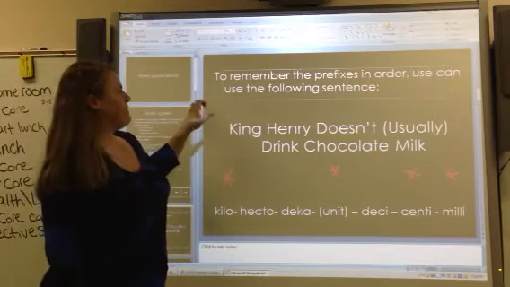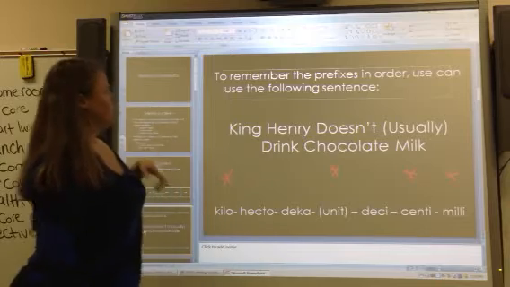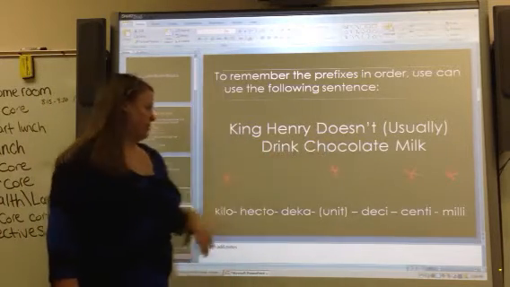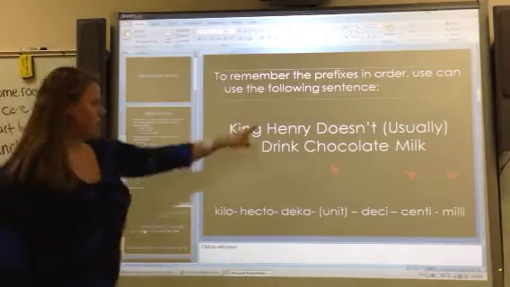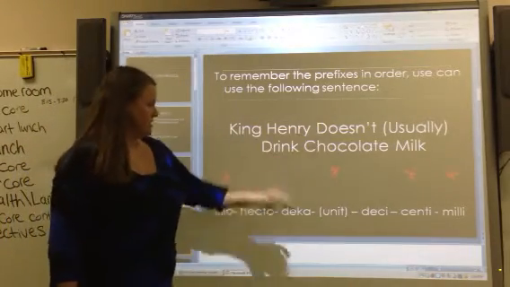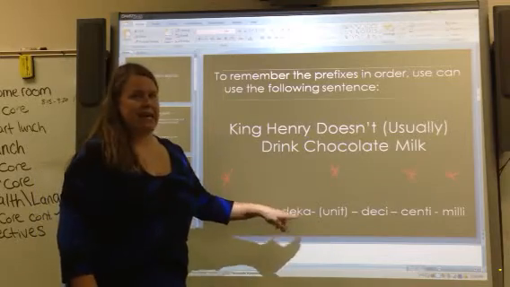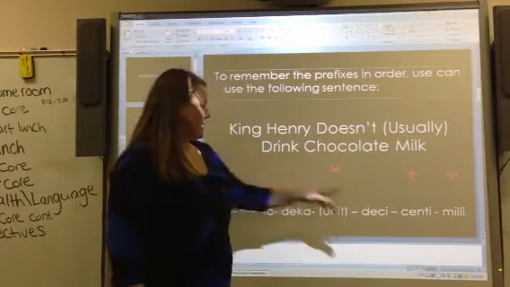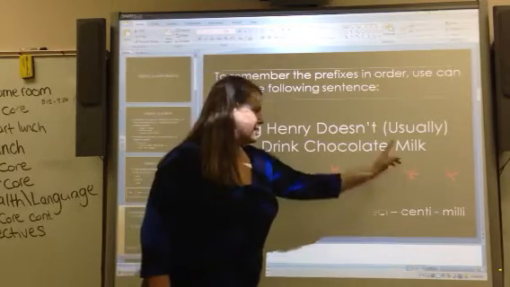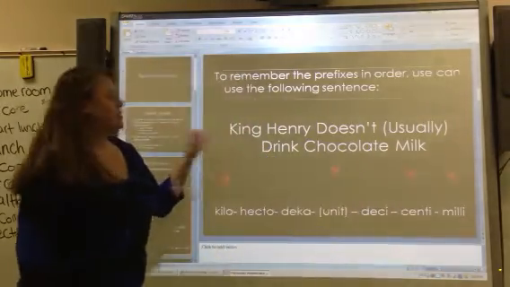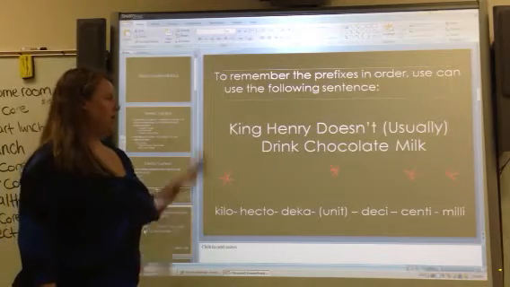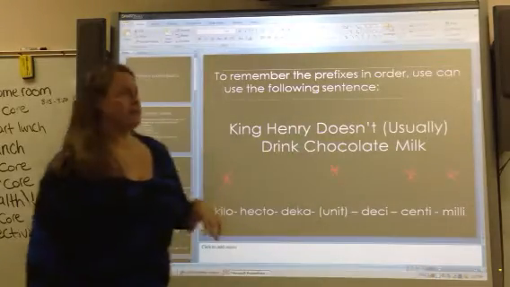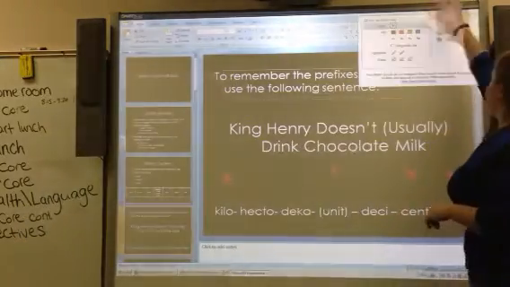To remember the prefixes in order, you can use the following sentence. King Henry doesn't usually drink chocolate milk. King for kilo, Henry for hecto, doesn't for deca, which is spelled with a K this time, you can do it either way. Usually is the unit, drink is deci, chocolate is centi, and milk is milli. So again, King Henry doesn't usually drink chocolate milk. That's the way to remember the order from big to small on the prefixes. I'm going to clear out this ink.